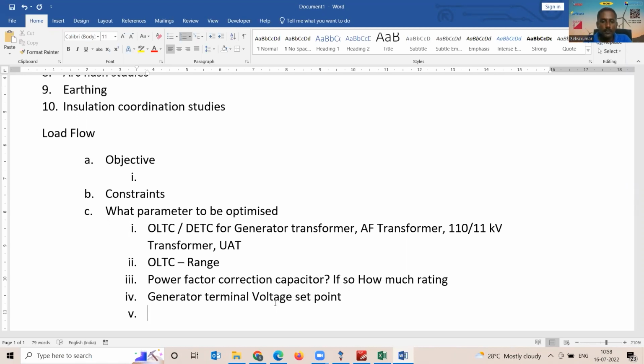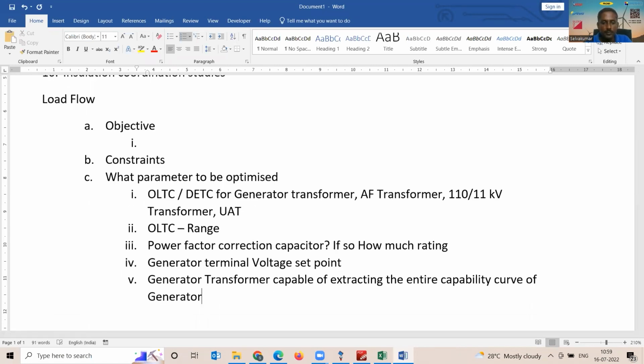It also means, say, whether the generator step-up transformer is capable of extracting the entire capability curve of the generator. So these are all probably the parameters to be optimized.